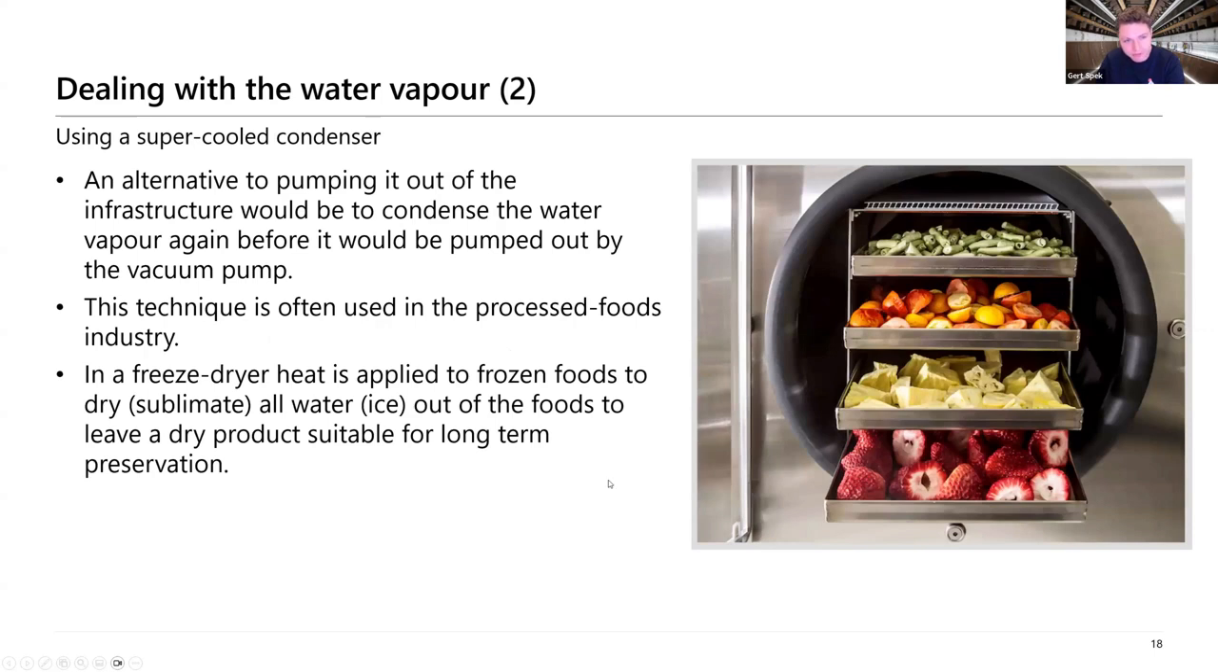However, also here there seems to be a solution, and that comes from the industry called freeze drying, where in essence the Hyperloop vehicle is this tray of strawberries or other fruits. So instead of pumping it out, we condense the water vapor again, thus keeping an equilibrium between the water vapor introduced by the vehicles and condensed again on these condensers.